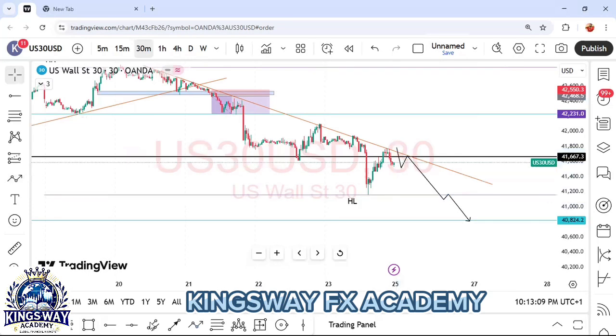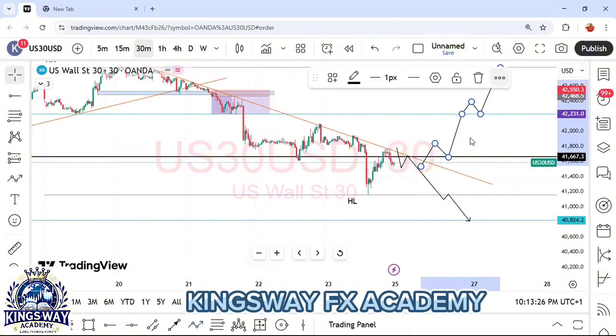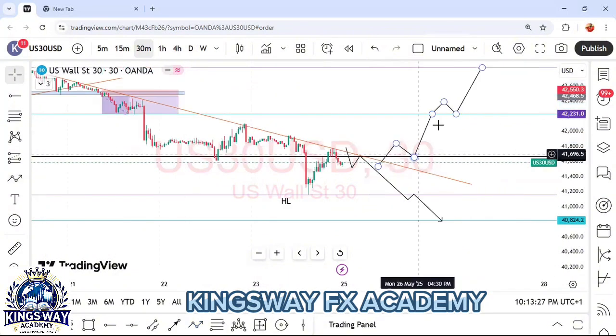Then if I am to go long on US30, I will also probably wait for a break above this level, a retest of it, then a push to the upside. So before I will be able to go long, I will wait for either of these movements to occur. Without it, I will try as much as possible not to go in a trade on US30.